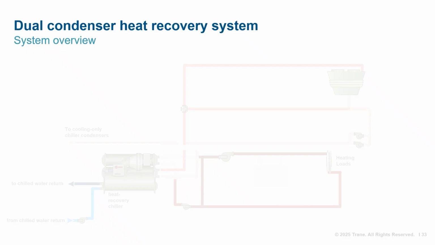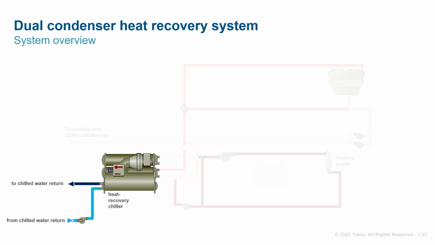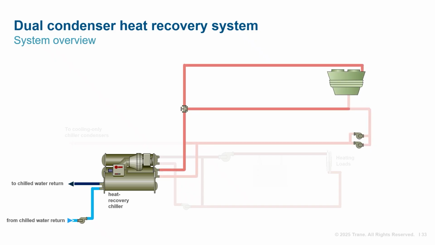Now that we know what the options are, let's talk through some applications. Let's preview the basic system before going into detail. A dual condenser heat recovery chiller produces hot fluid inside its heat recovery condenser. Its evaporator is piped into the chilled water return in the Sidestream position. Its standard condenser is connected to an open tower. The tower also serves other cooling-only chillers in the system, which are not shown.